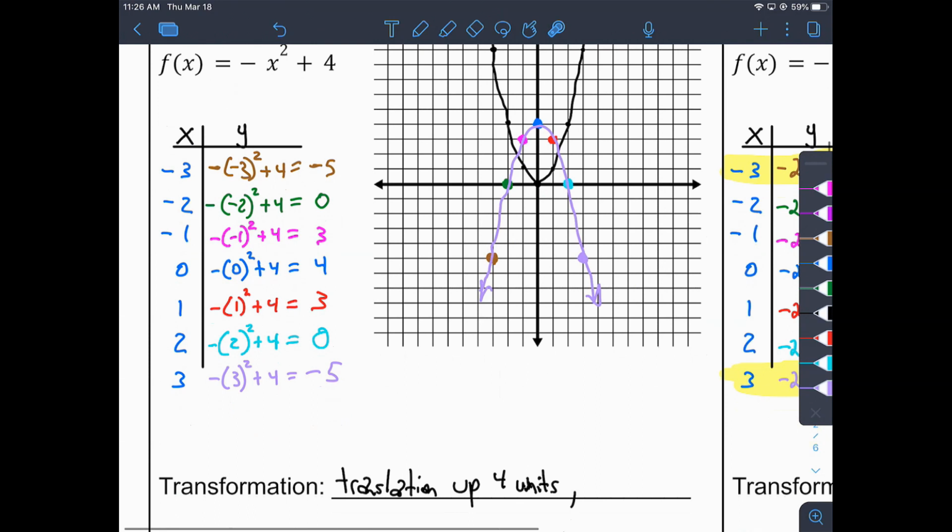So the last transformation that we're talking about is flipping it upside down, which is really a reflection over this x-axis. So really, actually, this negative happens first. It takes the parent, it flips it upside down, and then it shifts it up, the +4. So they call it an x-axis reflection.